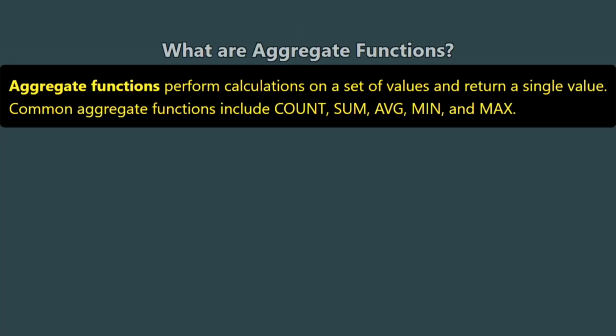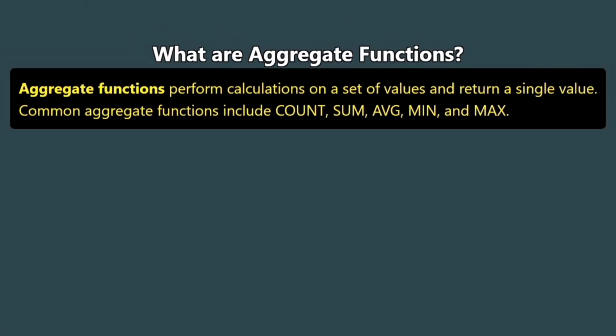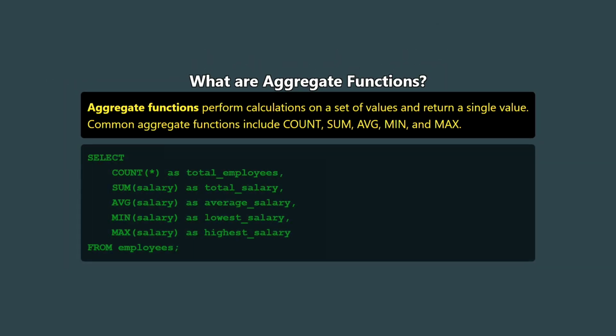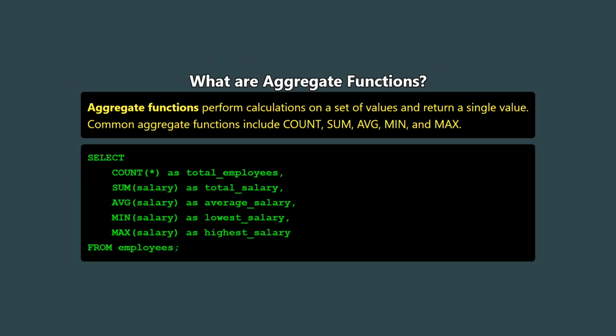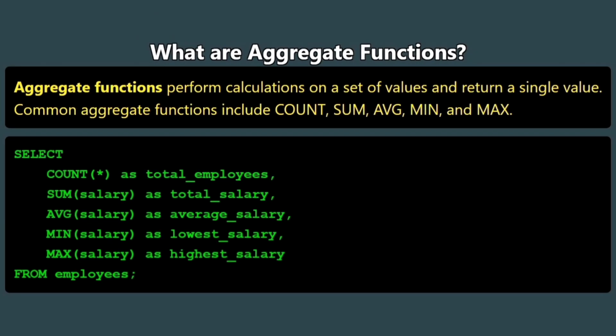Moving on to the question on aggregation. What are aggregate functions? Aggregate functions perform calculations across a set of rows and return a single value. They are essential for data analysis and reporting. The most common aggregate functions are COUNT, SUM, AVG, MIN, and MAX. In the example, we are using all 5 functions to get a complete statistical overview of employees' salaries.